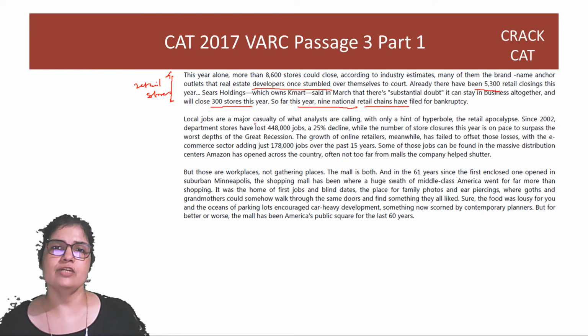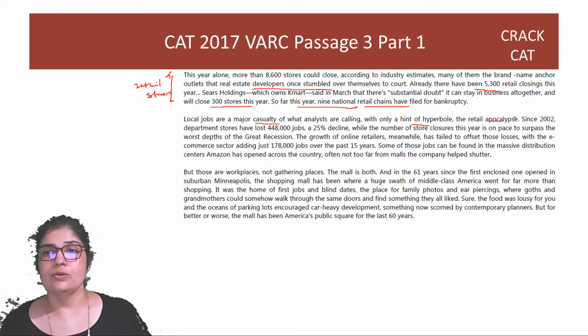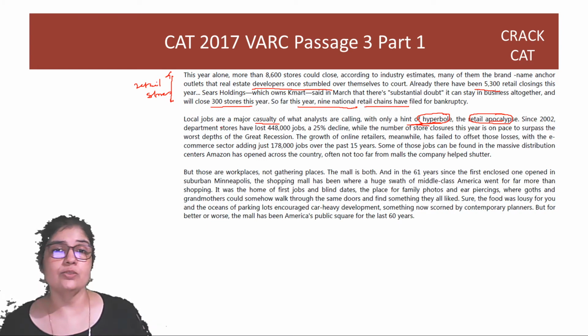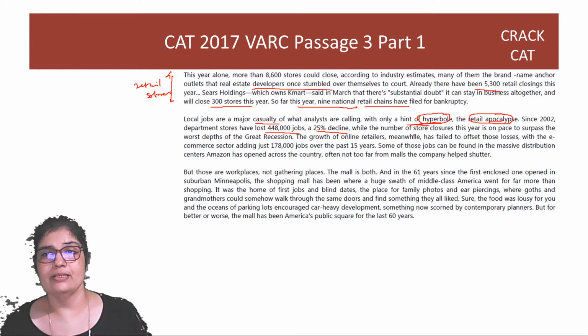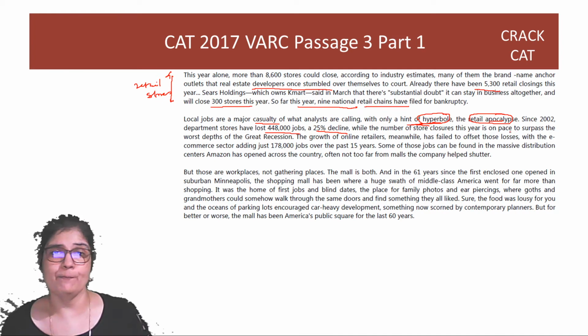Local jobs are a major casualty of what analysts are calling, with only a hint of hyperbole, the retail apocalypse. So the author is saying that no, there is a retail problem. He's saying there's only a small hint. Hyperbole is when you exaggerate. Since 2002, department stores have lost 4 lakh jobs, a 25% decline, while the number of store closures this year is on pace to surpass the worst depths of the Great Recession. So it is very close to a Great Recession, right? The Great Recession, which happened in the 1930s.